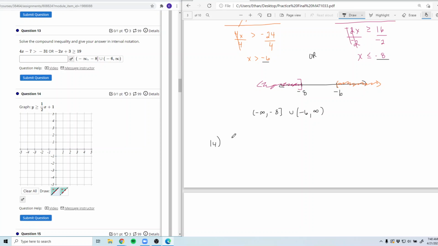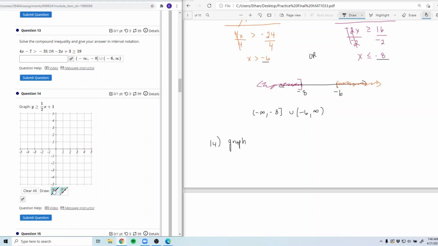Number 14 is just a graph, so I'm going to do it all on the graph here. We've got to graph y is greater than or equal to 1/2 x plus 1. Well, when you start this one off, the thing to remember is that it's an inequality. You have to choose whether the line should be solid or dashed. Because there's an equal part on the inequality, we want the solid one.